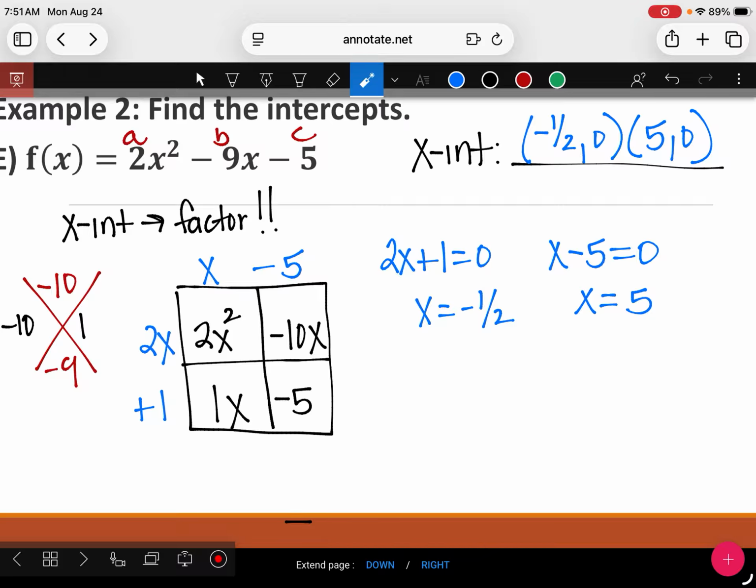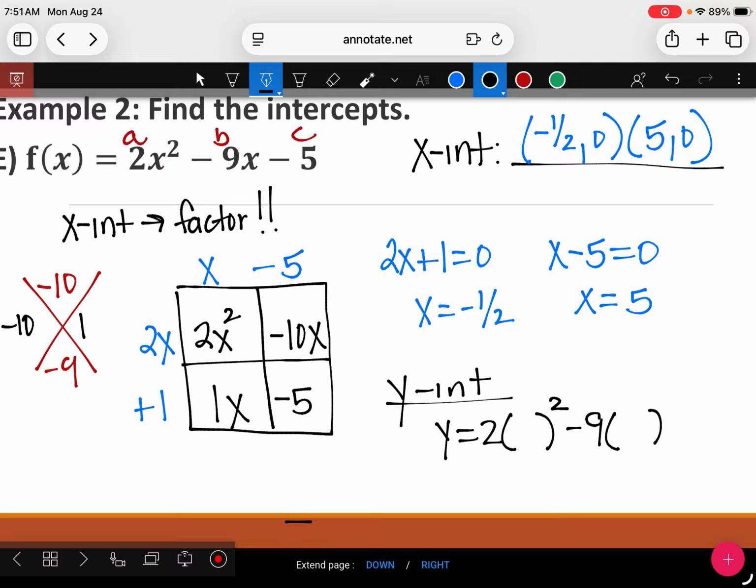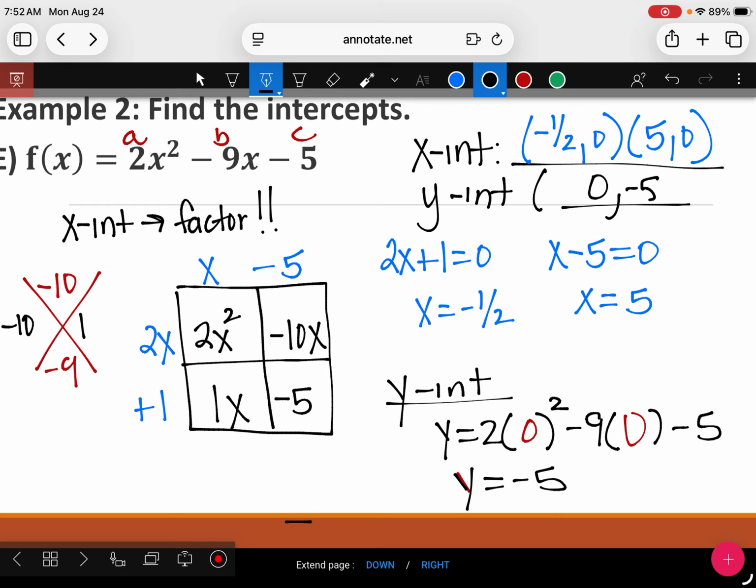Okay, and then for your y-intercept, the answer will always just be C if it's a quadratic, because you'll have y equals 2 times 0 squared minus 9 times 0 minus 5, which is just going to give you negative 5. So for your y-intercept, it would be 0, negative 5.